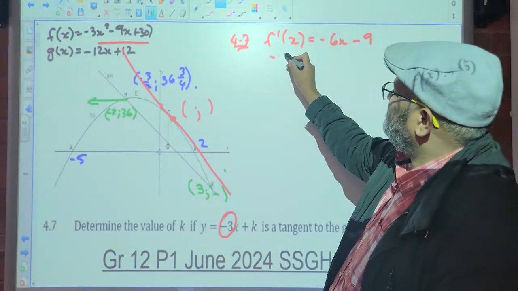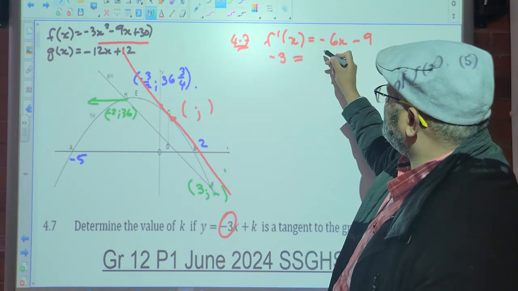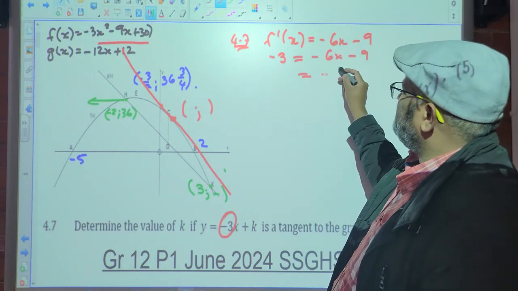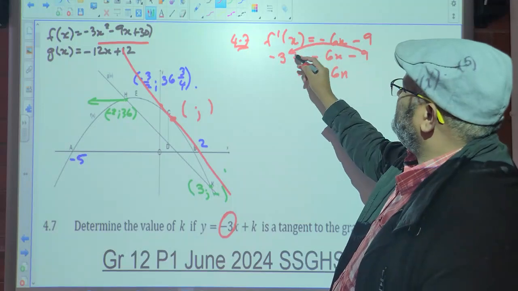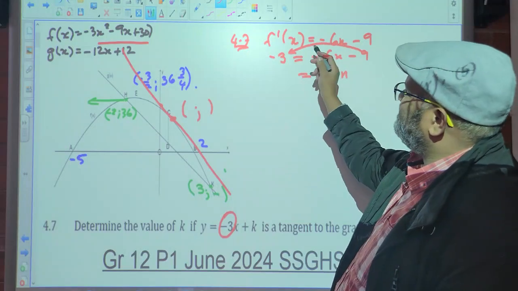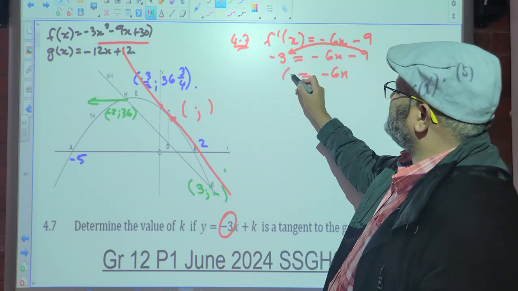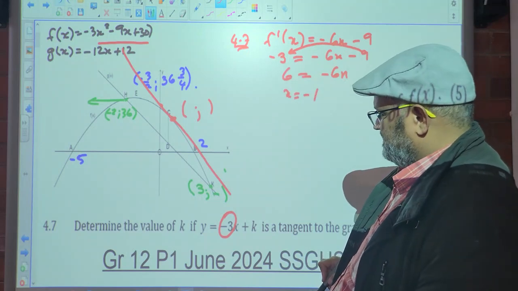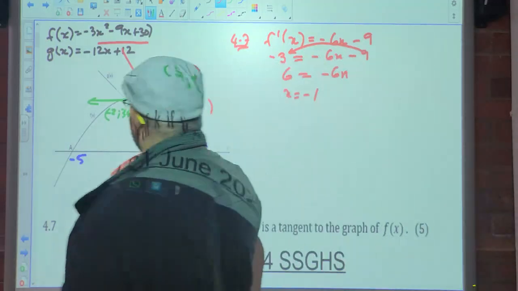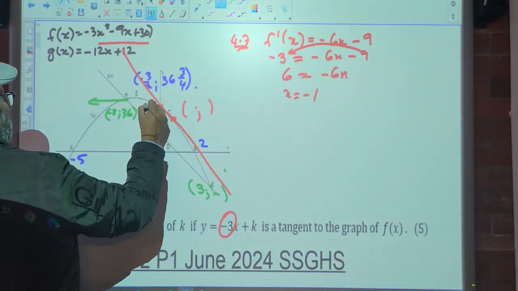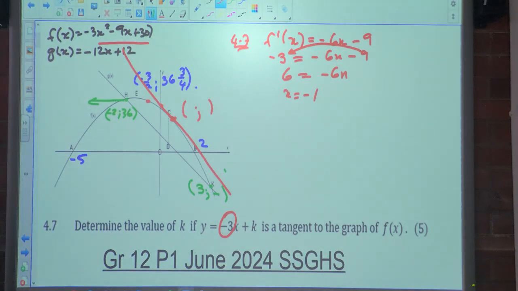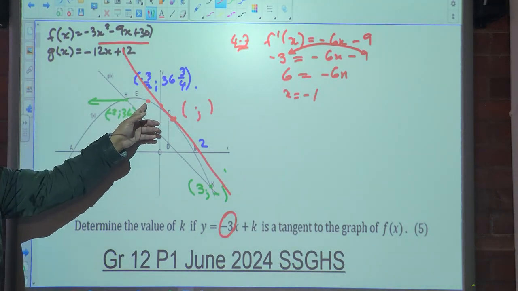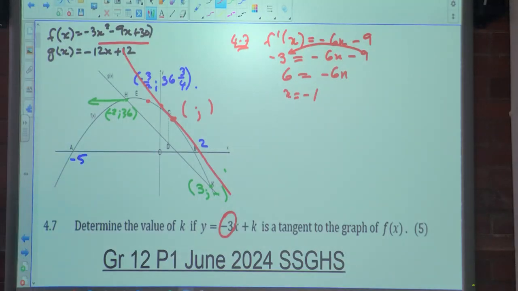So f prime x, which is negative 3, is equal to the gradient, which is negative 6x minus 9. Solving for x: negative 6x, take it over, comes minus 9, minus 3 plus 9 is 6. So x is equal to negative 1. So there's a very shallow gradient here. That means this point here is actually around there. Because if that is negative 1.5, the negative 1 has to lie here.